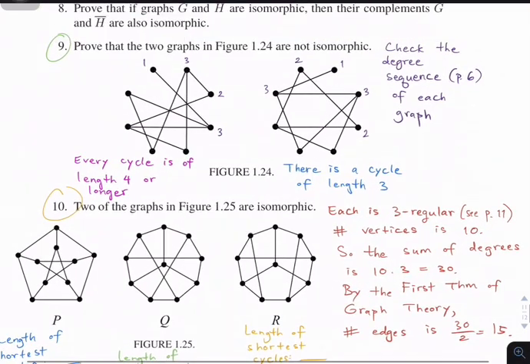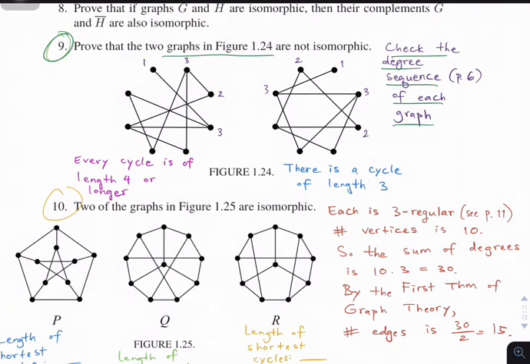For this exercise, prove that the two graphs below are not isomorphic. One possible way to prove that two graphs are not isomorphic is to check the degree sequence. If they're different, then they cannot be isomorphic. So here the degrees are 1, then here 2, and here 3. But it turns out that these two graphs have the same degree sequence. So we cannot use that to prove that they're not isomorphic.